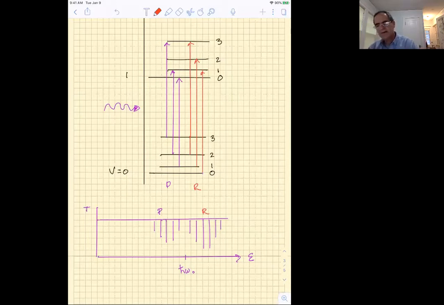So when we do our experiment, we expect to see a series of absorption lines that are going to be centered on the energy of the vibrational transition. And then they'll be spaced out from that point accordingly. Okay? So our next task is going to be to work out the energy for each of these lines.